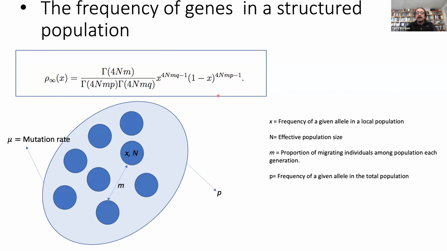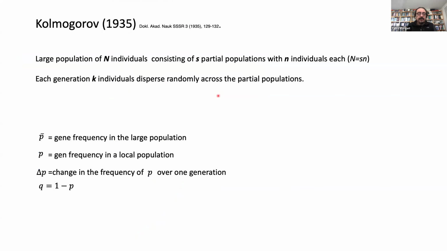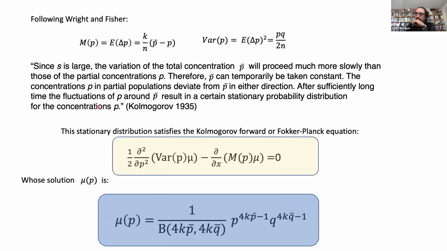Okay, so that's what they showed. And interestingly, Kolmogorov, in 1935, in this publication here in Russia, showed that when you have a large population of n individuals consisting of S subpopulations with n individuals each, and each generation k individuals disperse, so it was the same kind of setup that Sewall Wright had, then you will have a change that will be described by this variance and mean, and using the Kolmogorov-Fokker-Planck equation like this, you will have a solution which is the beta distribution.